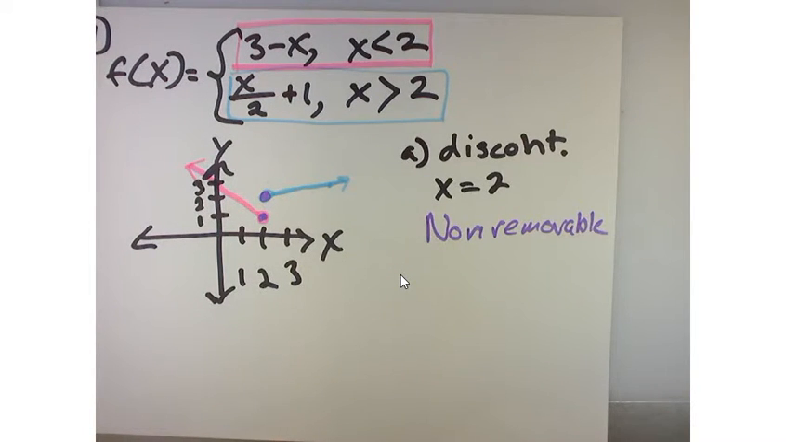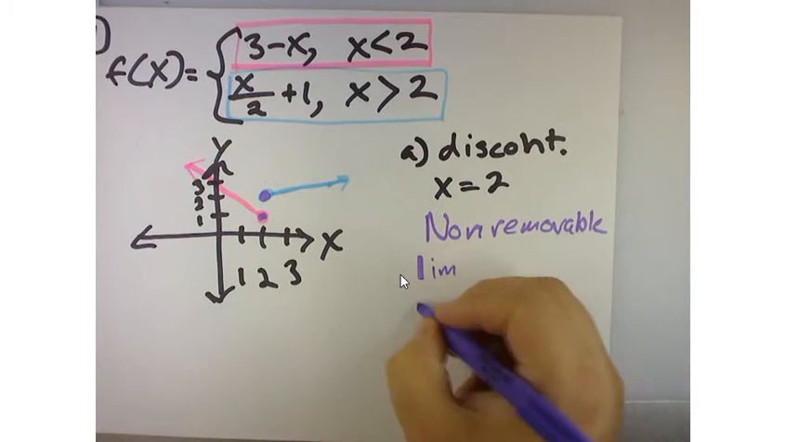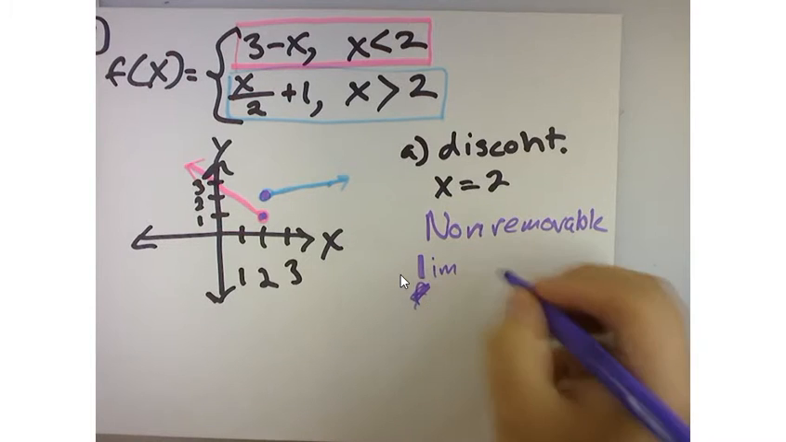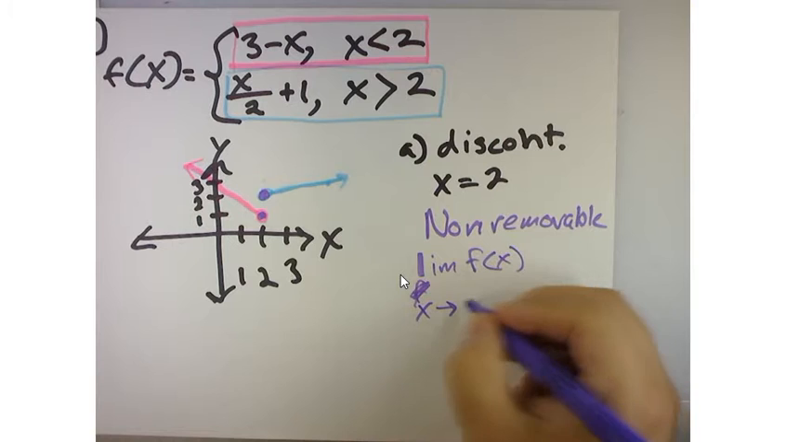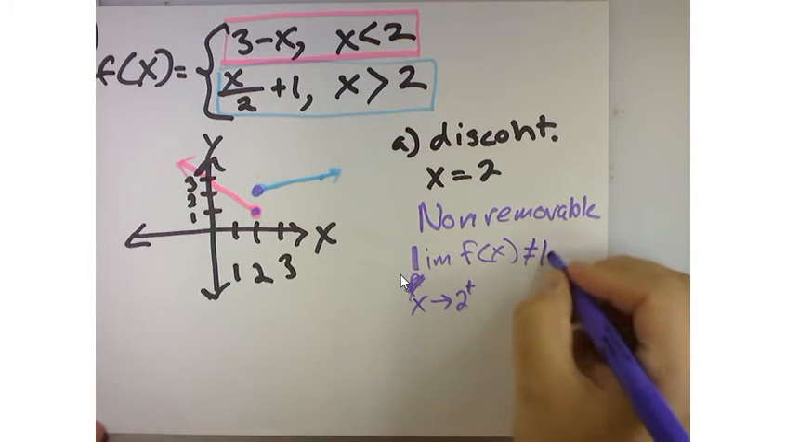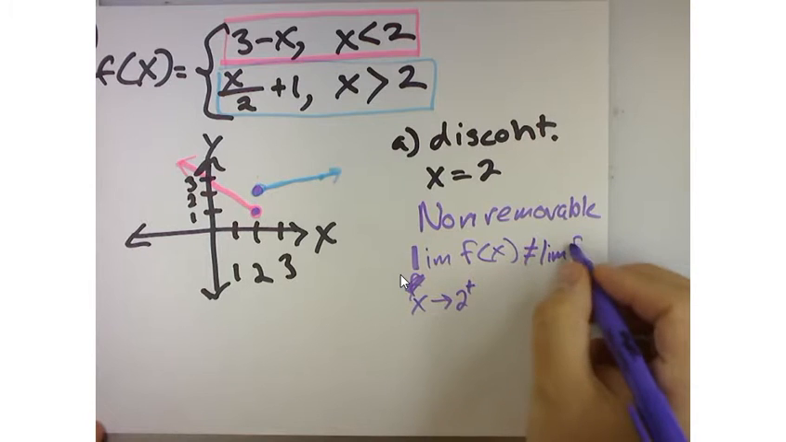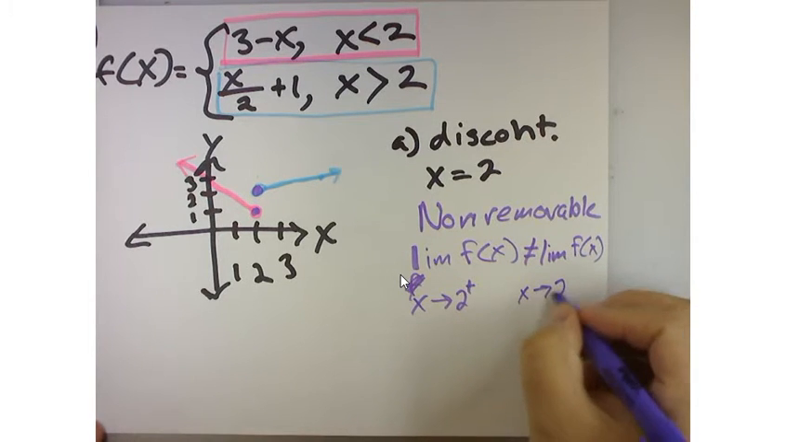Are these removable or not removable? And give your reason why. So what would be our reason why? It's a jump discontinuity. Well, we could say that, but we could also say that the limit of f of x as x approaches 2 from the positive side does not equal the limit. So this is the more formal definition. What you said is absolutely correct, but it's not formal.